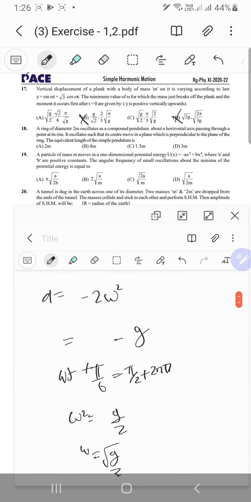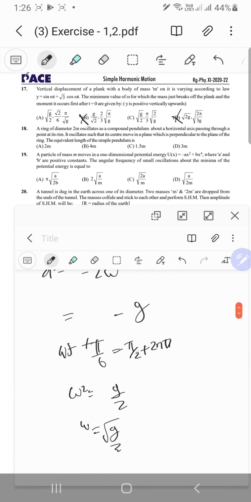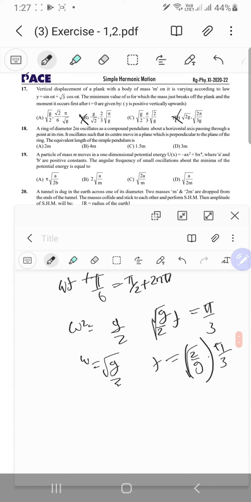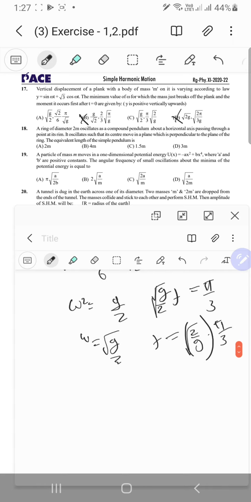So this is going to give us square root of g by 2 into t plus pi by 6. Since we want the smallest one, it should just be pi by 2 minus pi by 6, which is pi by 3. So t equals square root of 2 by g into pi by 3. Nice. So pi by 3 into square root of 2 by g. That should be this one, not this one.